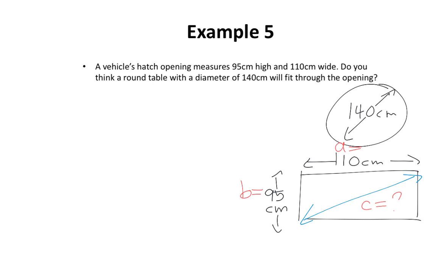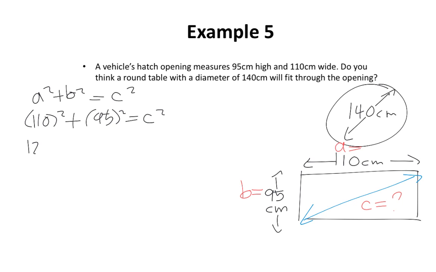Let's begin with the Pythagorean theorem. So I have a squared plus b squared, which is equal to c squared. I'm going to substitute in my known values, so I have 110 squared plus 95 squared, and that's all equal to c squared. So at this point, you just need to throw these numbers into your calculator. So 110 squared is 12,100, while 95 squared is 9,025. Everything on the right stays the same.